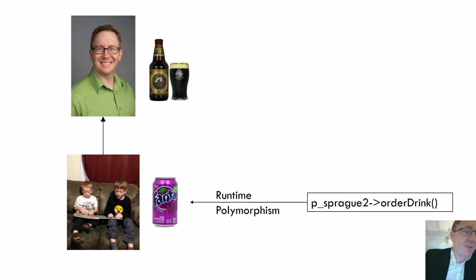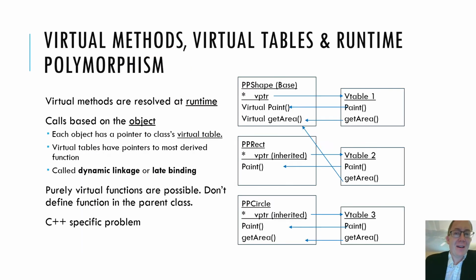Runtime polymorphism lets me do this, but it requires me to have an extra little workaround. Runtime polymorphism means that on the fly, when I call order drink, I figure out which class I'm in and call the appropriate function. And it looks confusing, but it's a beautifully elegant solution for how much they painted themselves into a corner. Here's the idea. If I call virtual on a function, so I put virtual paint or virtual get area, it will put an entry into a virtual table.